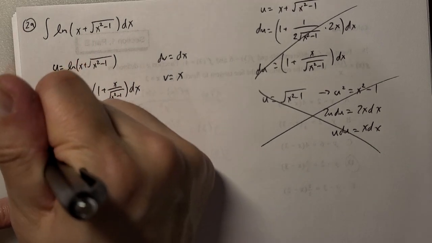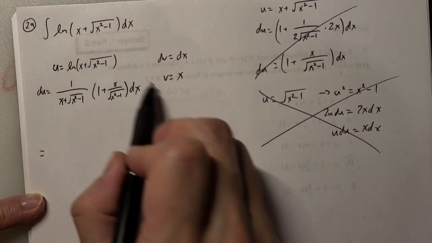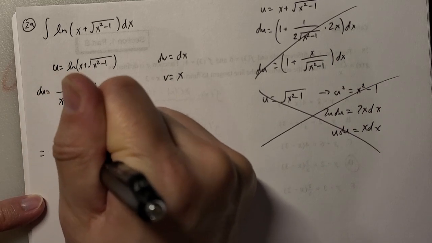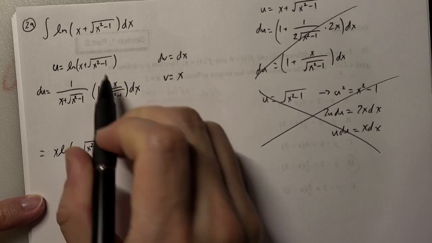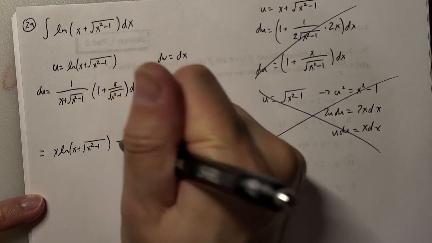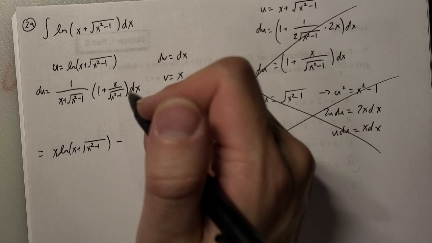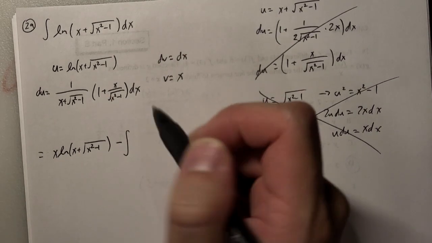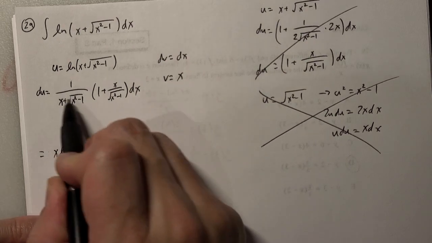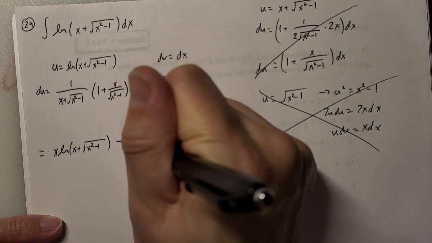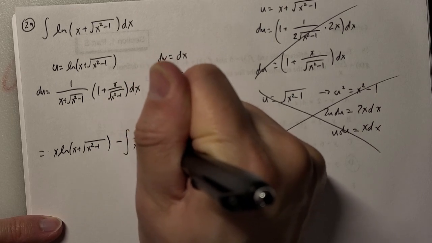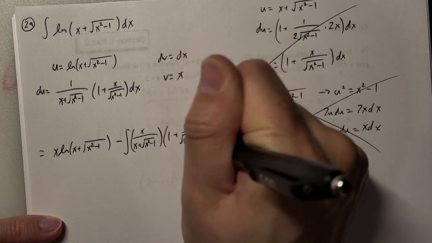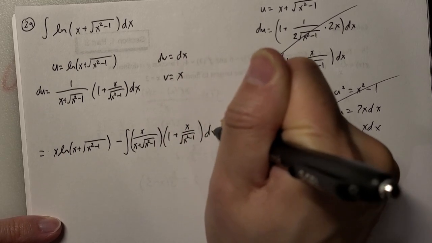Okay, so our integral becomes uv minus integral of v du. So x log of x plus square root of x squared minus 1. Okay, and then minus the integral of, so let me write it like this. So x times this is how I'm going to write it. x over x plus square root of x squared minus 1 times 1 plus x over square root of x squared minus 1 dx.